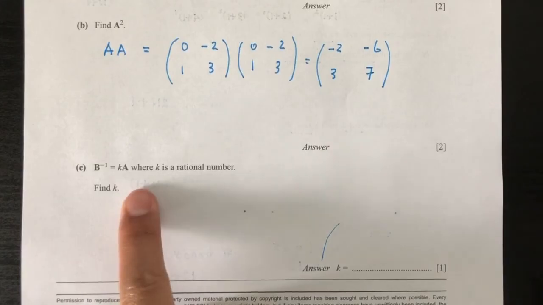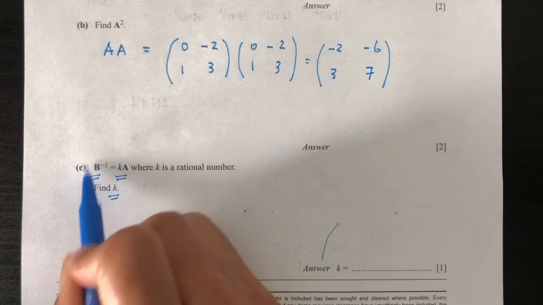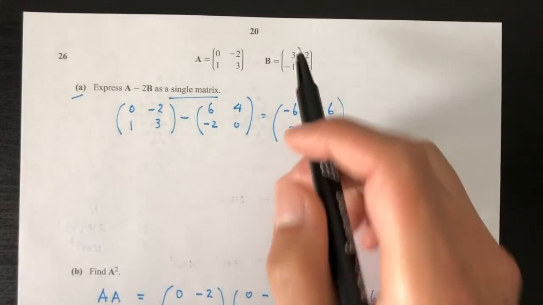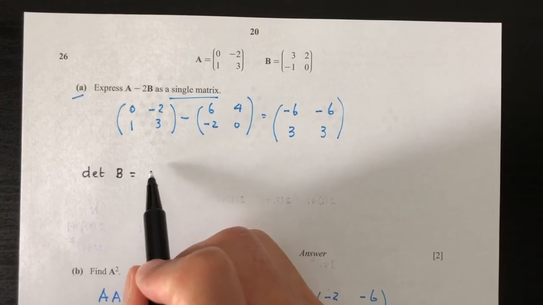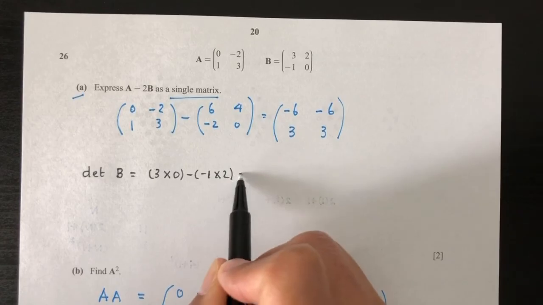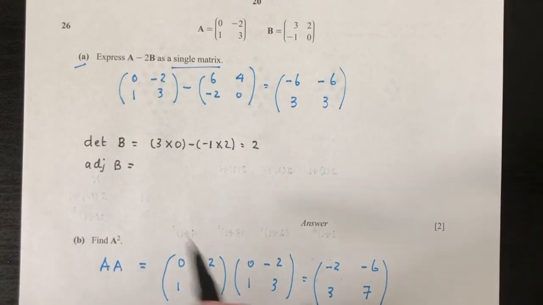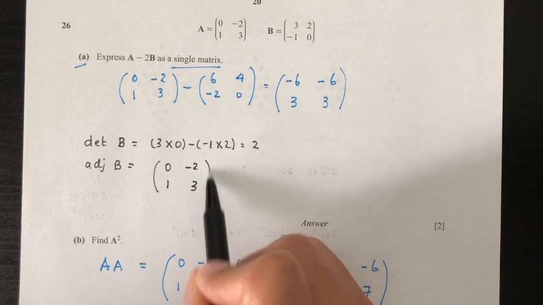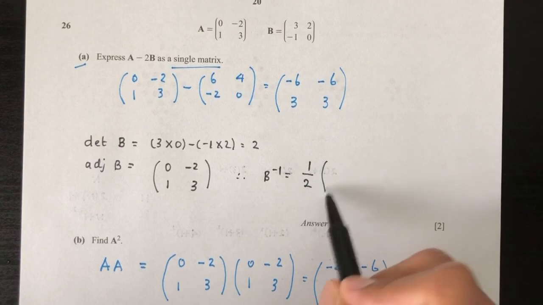Now finally, B inverse is equal to K times A. Find the value of K. Let's first find B inverse to solve this one. Go back to your main part here. B is given to you by this. To find the inverse, you first have to find the determinant of B. That will be cross multiply minus cross multiply. That will be 2. Now the adjoint matrix of B is equal to what? If you observe, that should give you 0, 3, 1, minus 2. So B inverse is equal to 1 over 2 times this matrix.